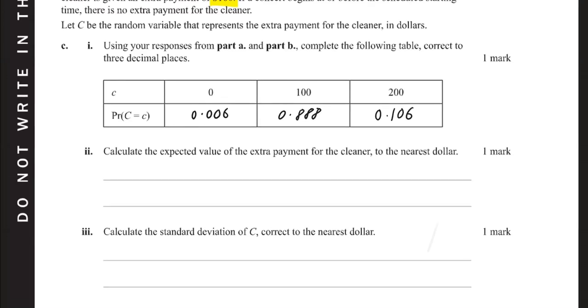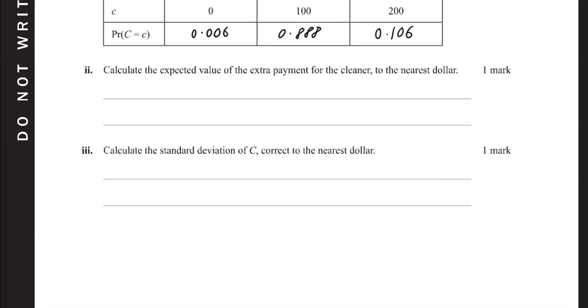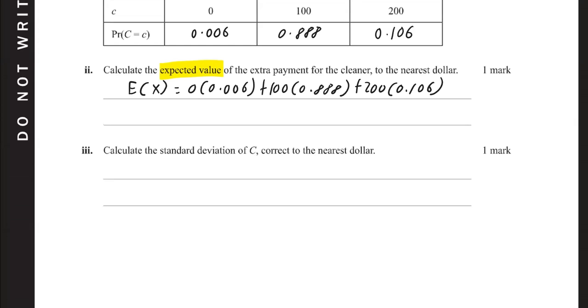Okay. Part ii, we need to find the expected value now. That's just 0 times 0.006 plus 100 times 0.888 plus 200 times 0.106. That simplifies to $110. And for the standard deviation, that's the square root of E of X squared minus the mean squared. Evaluate that on your CAS, and you get a standard deviation of 32.